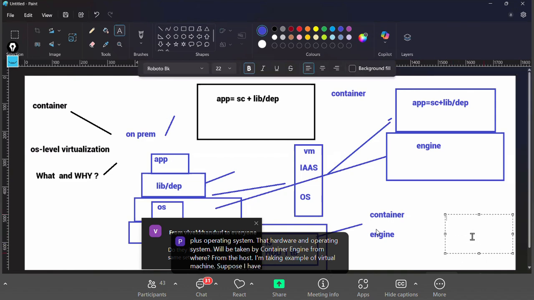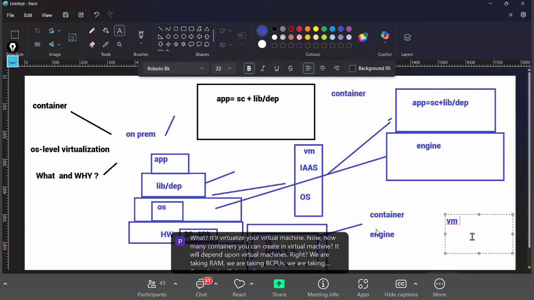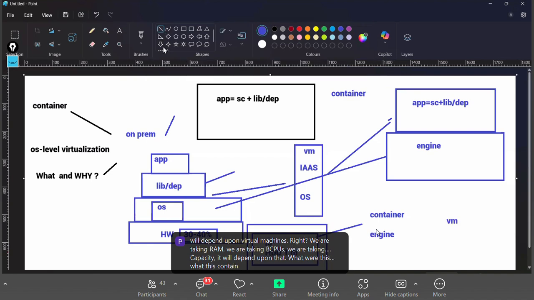I am taking the example of a virtual machine. Suppose I have a virtual machine and I want to run containers on it. What do I have to do? On the virtual machine, I have to install a container engine. The container engine will virtualize your virtual machine. Now, how many containers can you create in a virtual machine? It will depend upon the virtual machine, right? We are taking RAM, vCPUs, capacity. It will depend upon that. What will the container do? The container will directly interact with the kernel of the operating system. That is what it is, right?